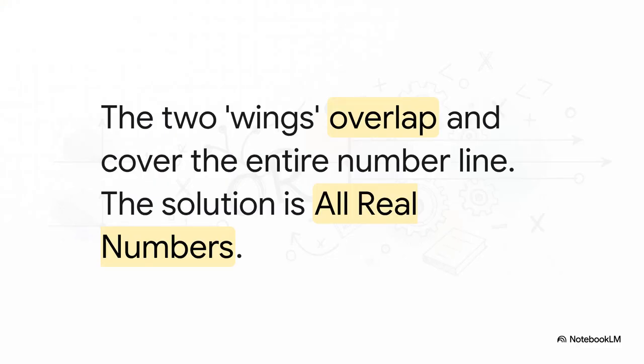Think about it. The first wing, x is less than 5, starts at 5 and goes left, forever. The second wing, x is greater than 0, starts at 0 and goes right, forever. Well, what happens? They overlap. In fact, they overlap so much that between the two of them, they cover the entire number line. Pick any number at all. I guarantee you it's either less than 5 or it's greater than 0. So the answer here is everything, all real numbers.